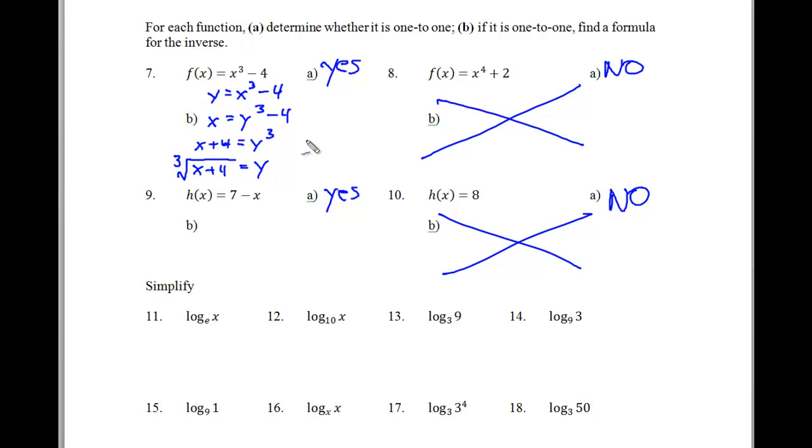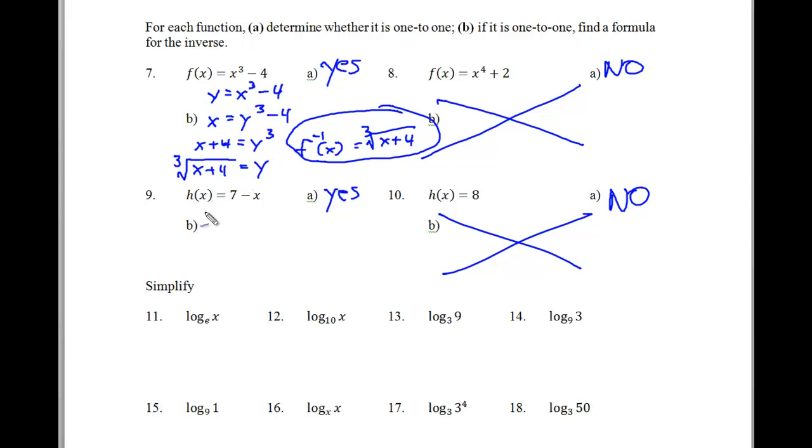Now I need your notation to be solid here. Your final answer should be f inverse of x, which is the inverse of f, is the cube root of x plus 4. Circle it. Alright, so I know where to find it, and you must have your answer written in terms of inverse notation and not just the letter y.